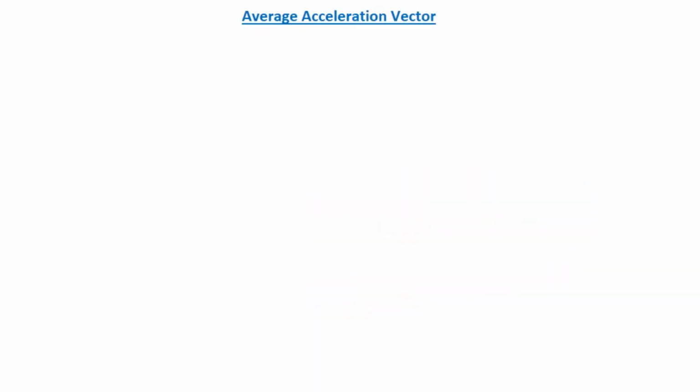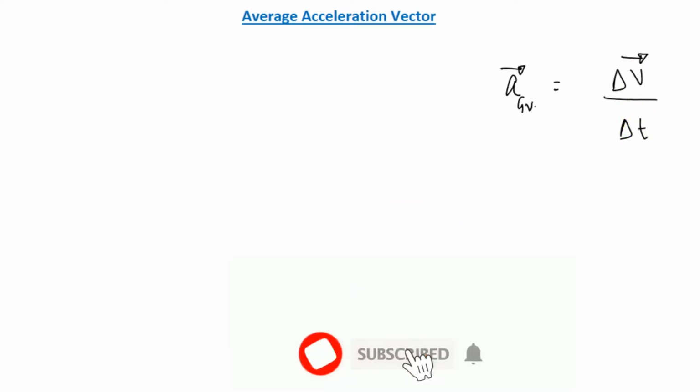So in the last video, we discussed the position vector, displacement vector, and velocity vector. Now in this video, our focus would be on the average acceleration vector. Mathematically we write that average acceleration vector is equal to the change in velocity over the elapsed time delta t. So let's understand this average acceleration vector by taking this example.